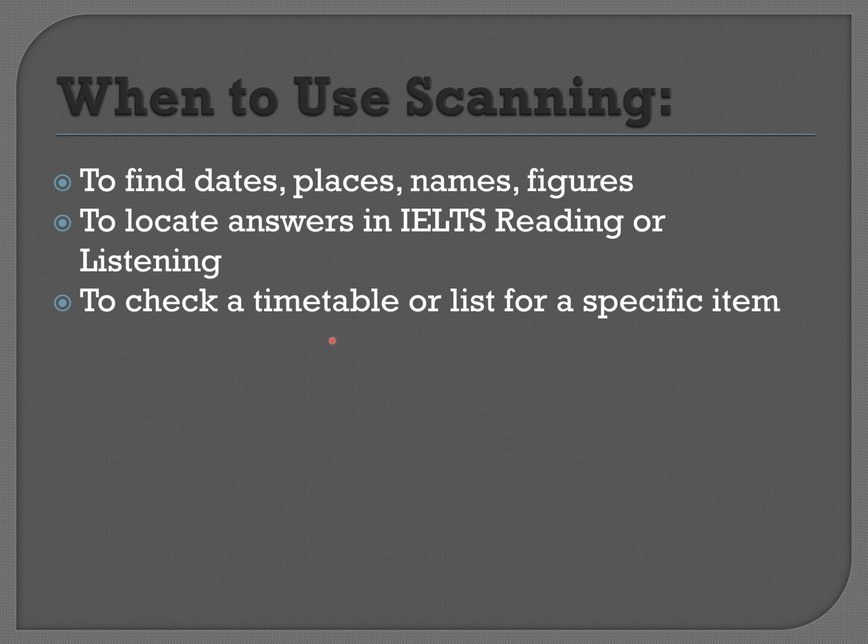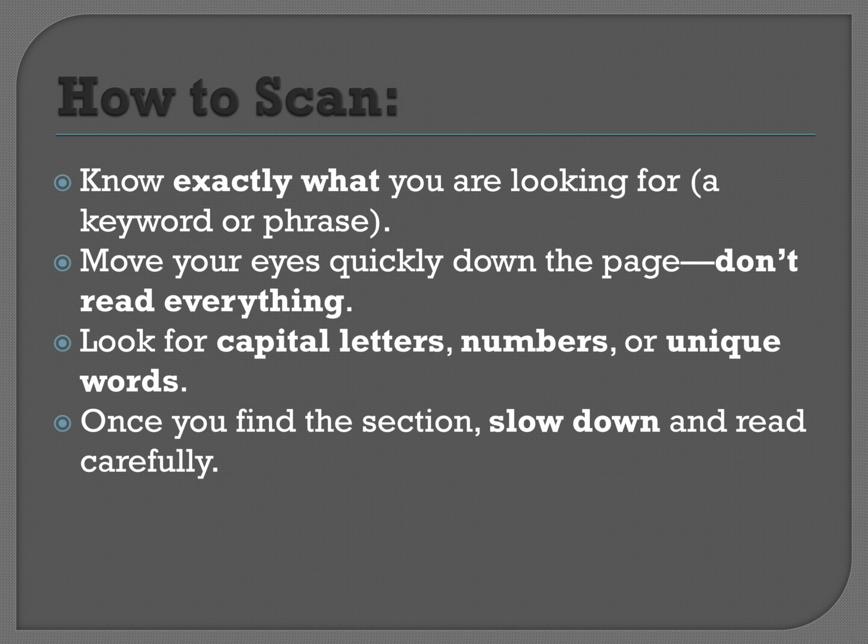Next is to check a timetable or list for a specific item. So if you have to find a specific item in a list or a timetable, where someone would be at a certain time, you'd just look at the timetable and scan for that information. How to scan? You know exactly what you are looking for, a keyword or phrase. Then move your eyes quickly down the page. Don't read everything, just look for that specific word. Then look for capital letters, numbers, or unique words.